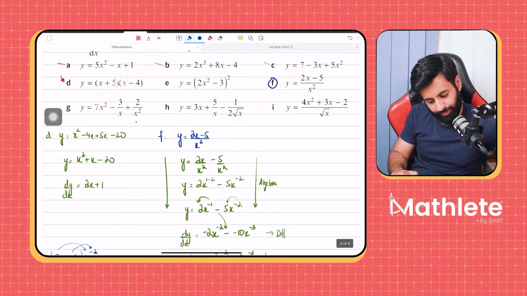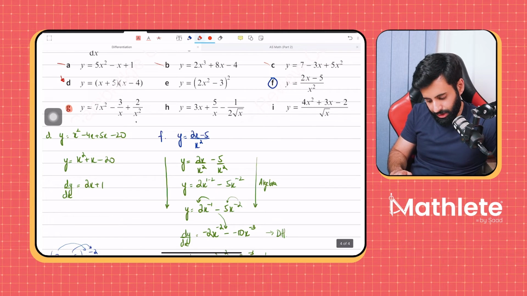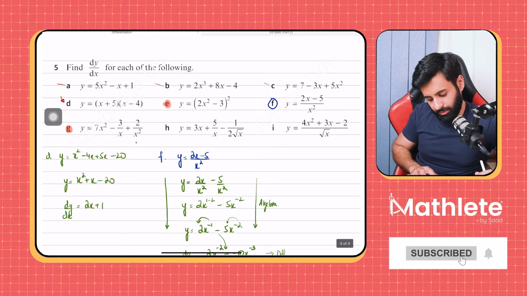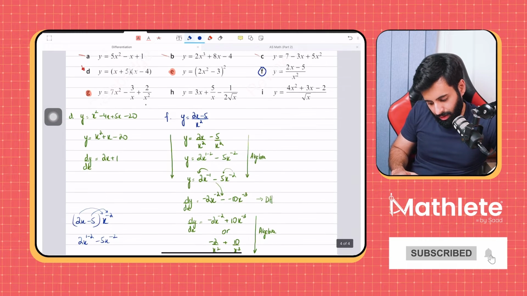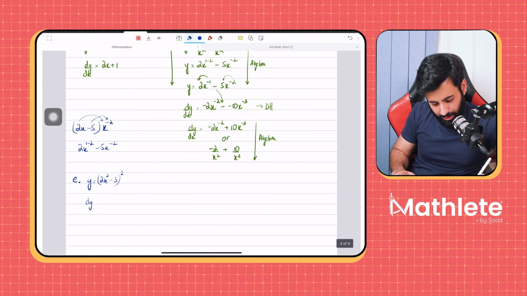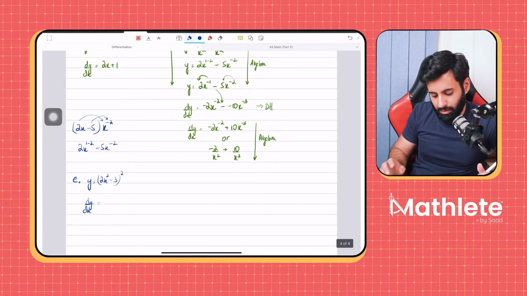Okay, so I would like you guys to solve part G and do part E also while you're at it. 2x square minus 3, the whole thing squared. If you expand it, remember you have to use the identity. Nobody's going to come in and tell you that you have to use the identity. You have to know yourself.